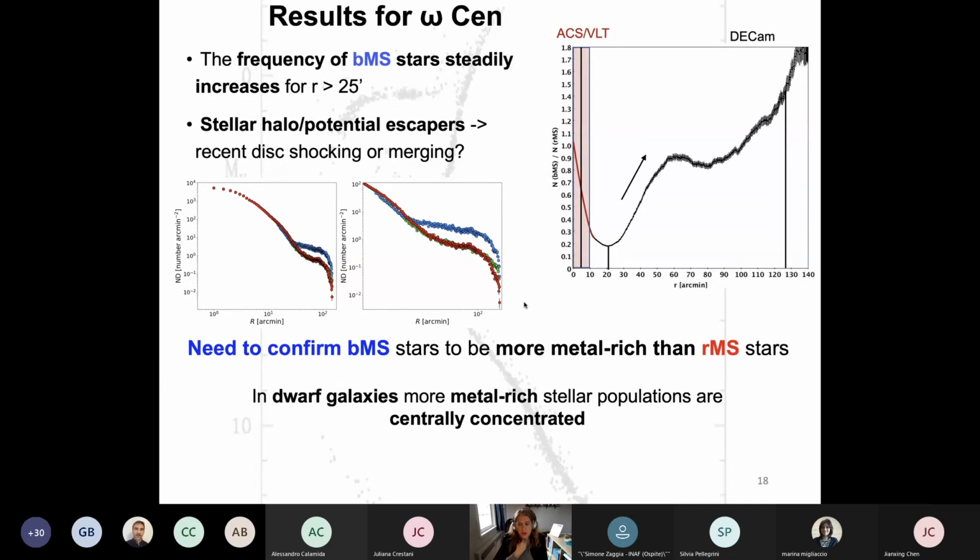At this point, since in dwarf galaxies usually the metal-rich stellar populations are more centrally concentrated in comparison to the more metal-poor populations, we want to be sure that the blue main sequence stars in Omega Centauri are really more metal rich than the red main sequence stars. So we need more data, essentially spectroscopy of these very faint stars, and that will hopefully be feasible with JWST and NIRSpec in the future.